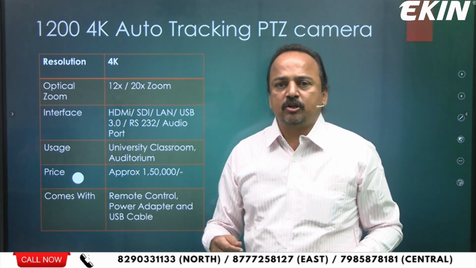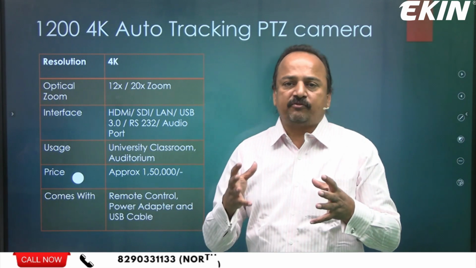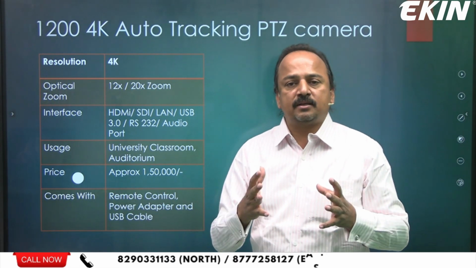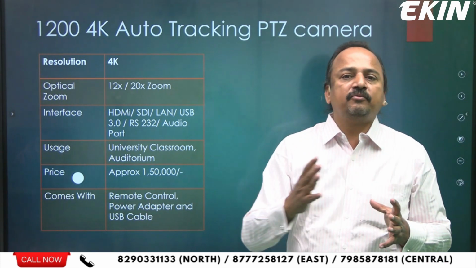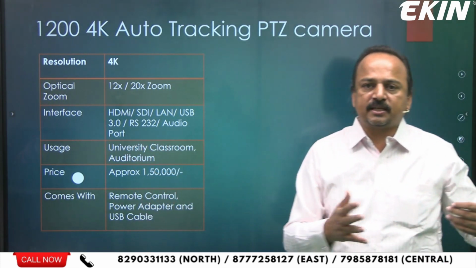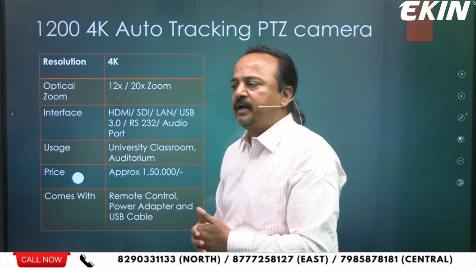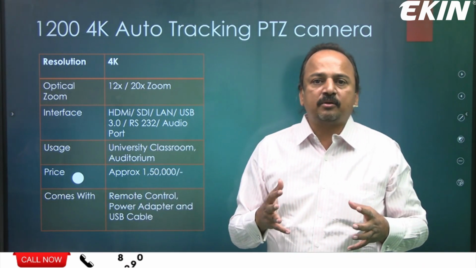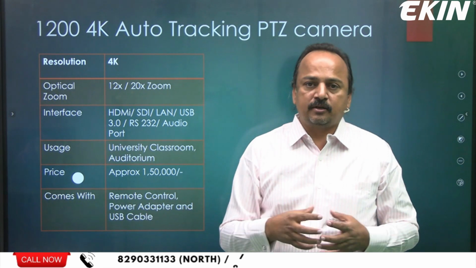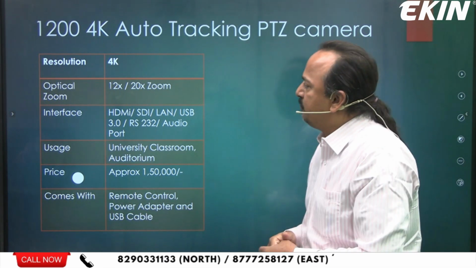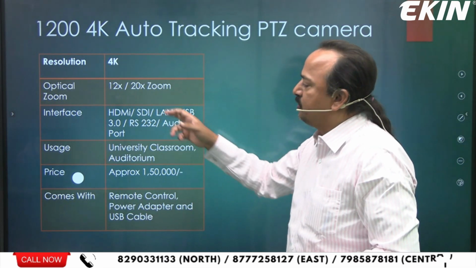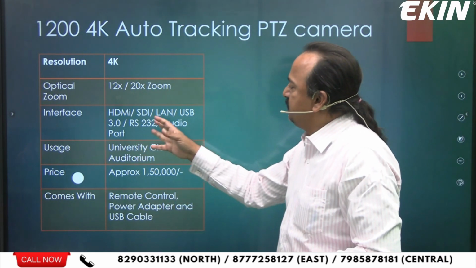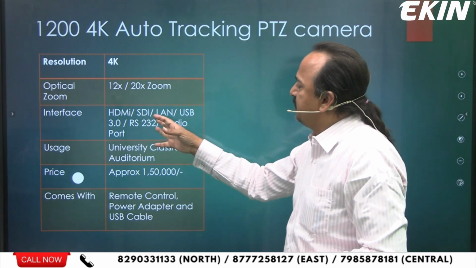You can select it manually through the remote, or it will select whoever the first person is that comes in front of the camera, and start moving with the person. So if the person is moving left and right, it will move with them. As soon as the person stops and is not moving, it will zoom in on that person. So that is the auto tracking camera we have. It comes in 12x and 20x zoom, right? HDMI and different types of interfaces are there.